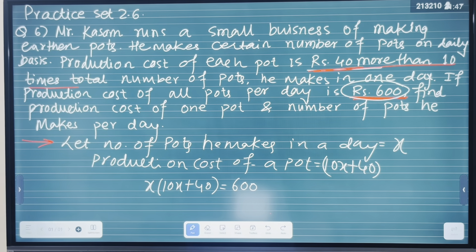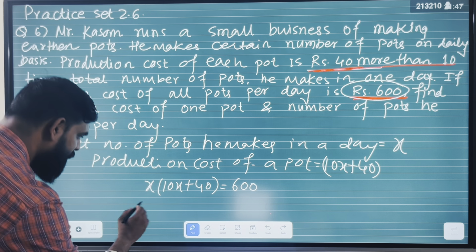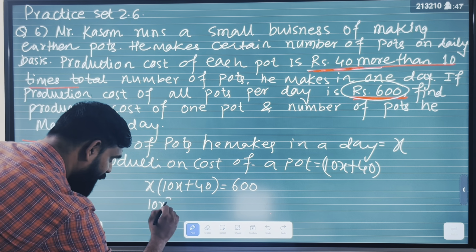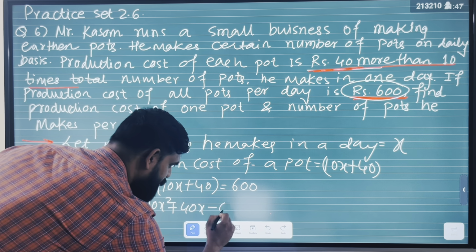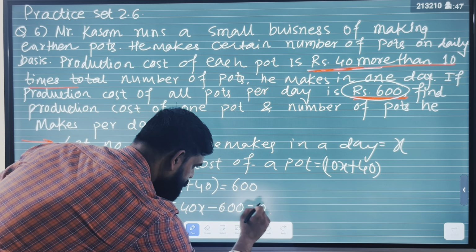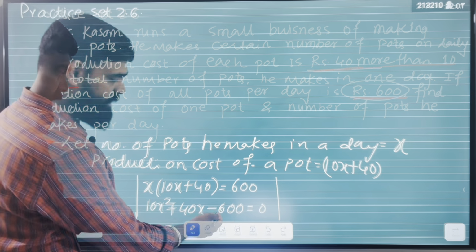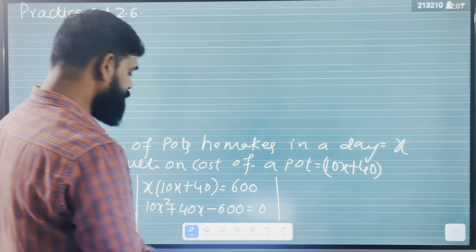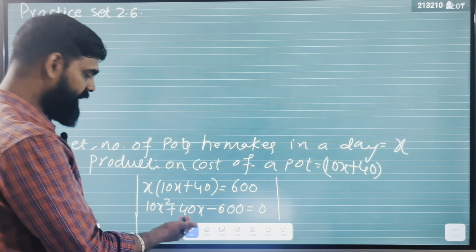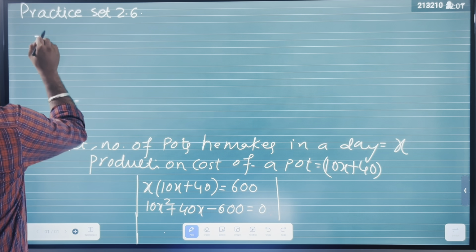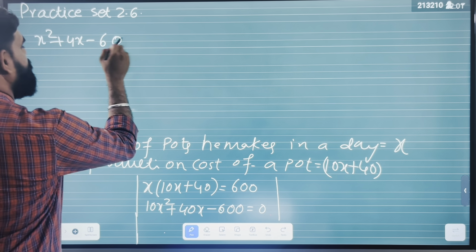Now let us simplify this equation. 10x into x is 10x square, plus 40 into x is 40x. Bring this 600 to the left hand side, that will become minus 600. So this quadratic equation is 10x square plus 40x minus 600 is equal to 0. For simplification, we can divide this equation by 10. So this equation becomes x square plus 4x minus 60 is equal to 0.